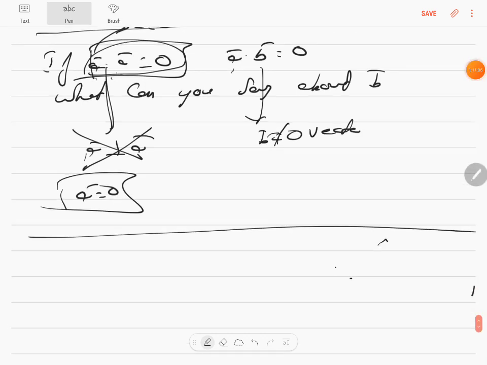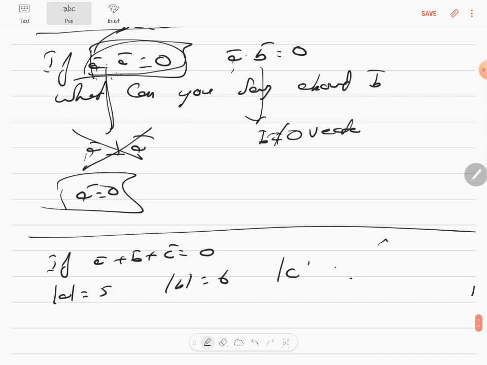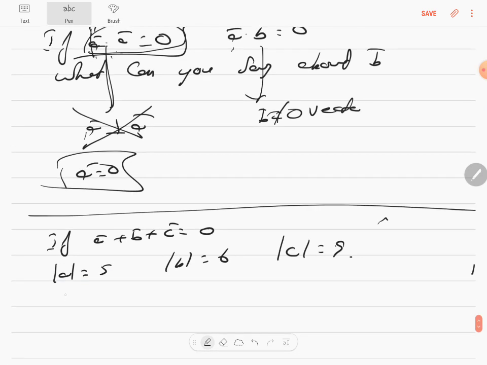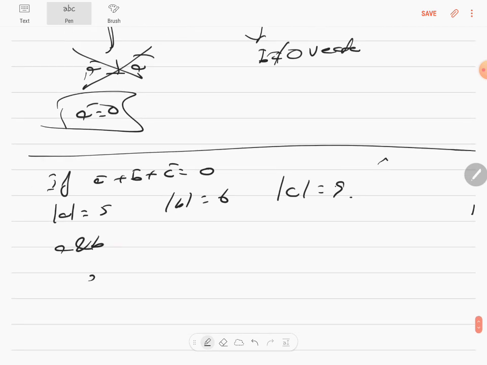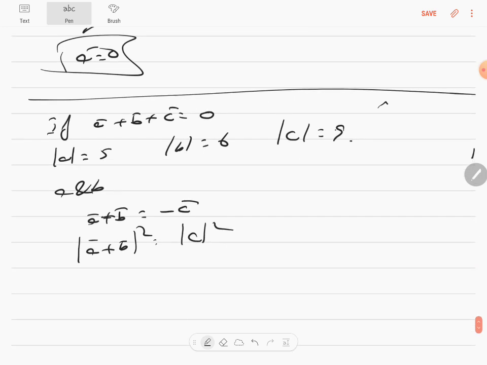This is the question I was talking about. If A vector plus B vector plus C vector is equal to 0, the magnitude of A vector is 5, the magnitude of B vector is 6, the magnitude of C vector is 9. Find the angle between A and B, which means you have to take C to the other side. So A vector plus B vector is equal to minus C vector. Squaring the magnitude, the whole square is equal to magnitude of C the whole square. So this will become magnitude of A whole square plus magnitude of B whole square plus 2 into magnitude of A into magnitude of B into cos theta is equal to magnitude of C the whole square.